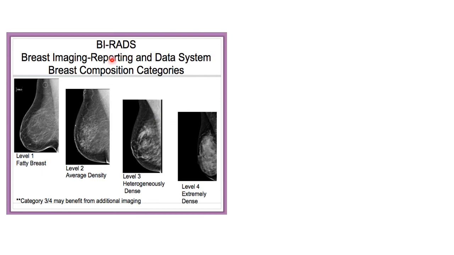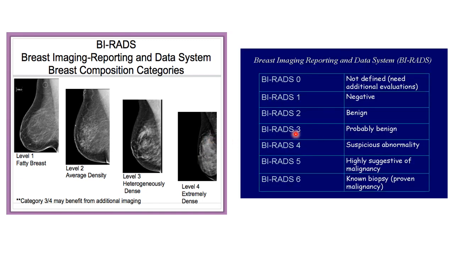Okay, this is the BIRADS, Breast Imaging Reporting and Data System. Breast composition categories level 1, BIRADS 1, 2 and 3 are all benign and they look like this. This is extremely dense, suspicious of malignancy, so these lesions must be biopsied. Okay, these are the various grades that correspond to the report as shown here.